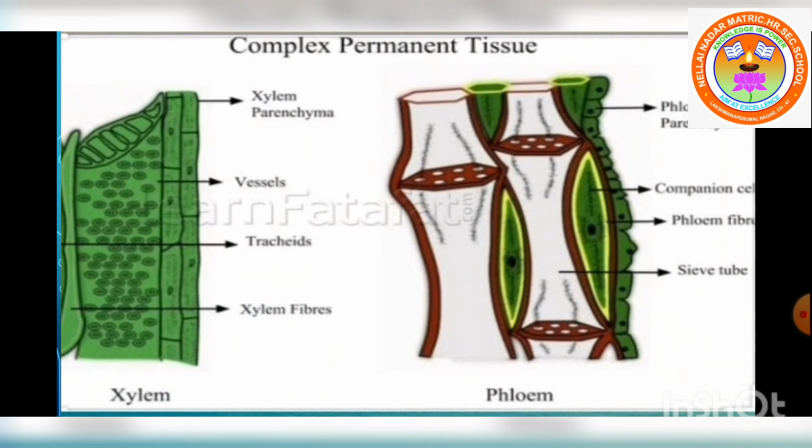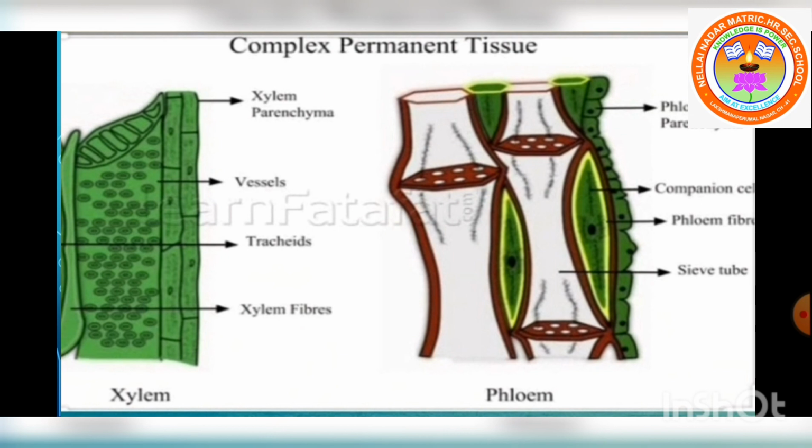So, in xylem we can see four different kinds of cells: tracheids, vessels, xylem fibers, xylem parenchyma. All are dissimilar in their structure but perform a common function, that is water conduction. Next type of complex permanent tissue is phloem. Phloem also includes four different kinds of cells: sieve elements, companion cells, phloem parenchyma, phloem fiber. All are dissimilar in their structure but perform a common function. It's nothing but food conduction.